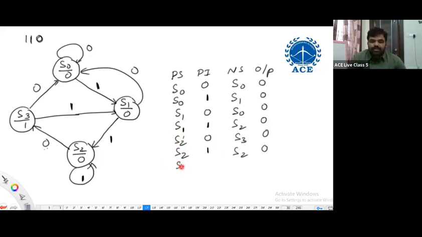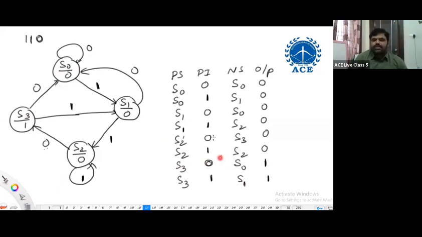Now, if it is S3 and input is 0, what is the next state? S0. The output is now 1 because S3 is deciding. Now S3 getting 1, what is the next state? S1, output is 1.